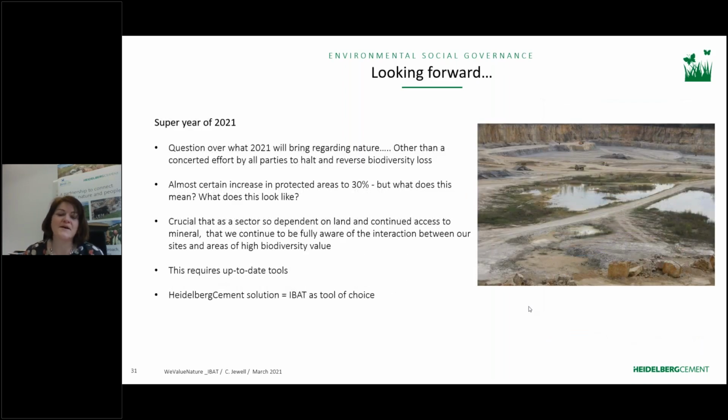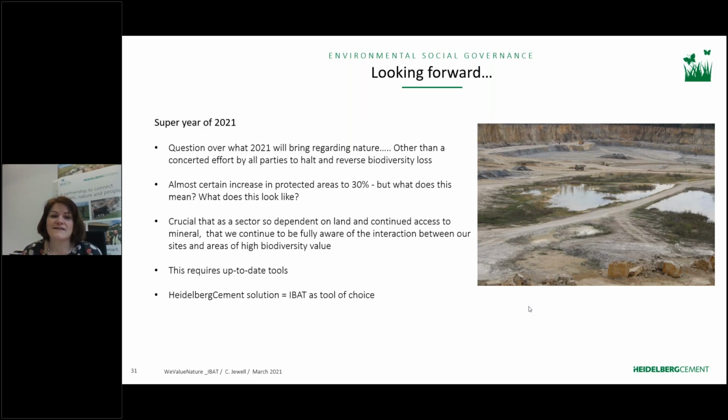So looking forward, I think we're all really excited about what's happening in terms of biodiversity and policy. It was meant to kick off last year, but of course, everything had to be postponed, or most things. So there really is a question over what this year is going to bring, particularly looking forward to COP15 and the publication of the post-2020 global strategy. But I think what's clear, and what's being highlighted through these events over the next 10 days, is that everybody really needs to work together to halt and reverse biodiversity loss. No matter which walk of life you're from, we all need to work together.